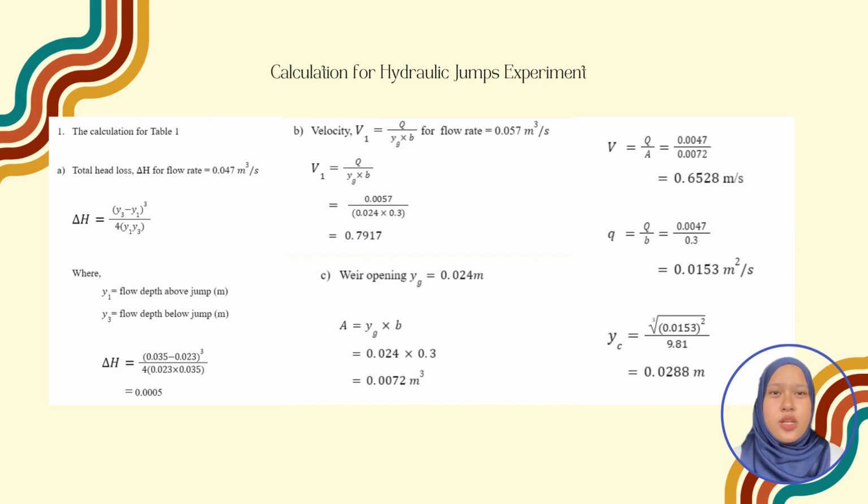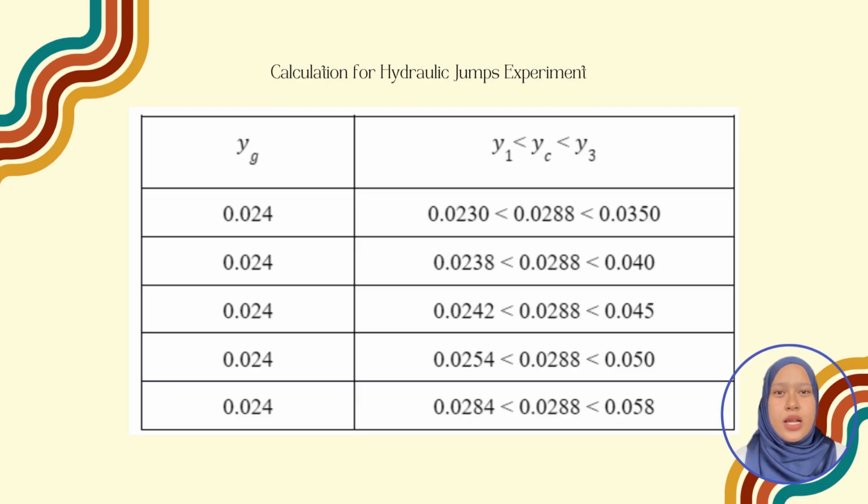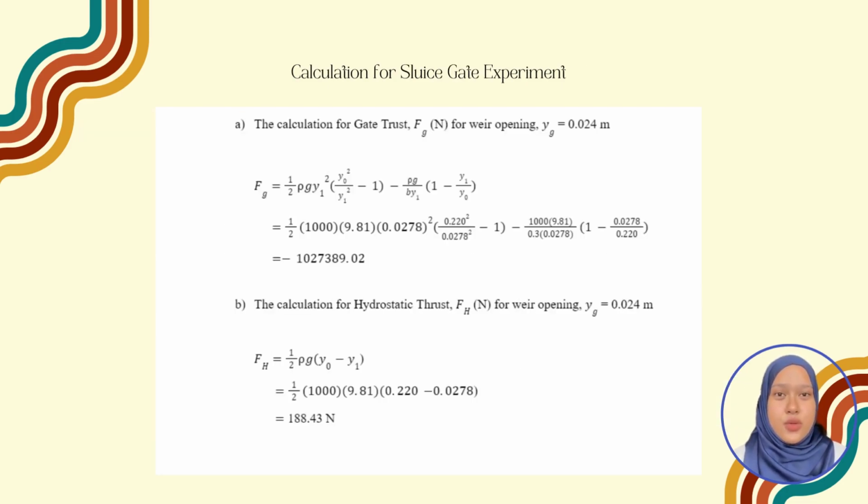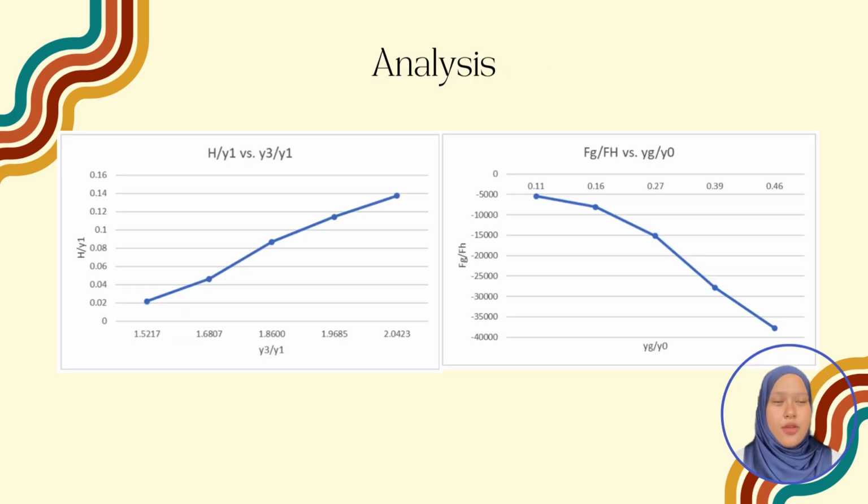For the third equation, we want to find YC for comparison, and we use the cube root of Q squared divided by G. And with the calculation that we made, we got Y1 less than YC and less than Y3. This is the calculation for the sluice gate experiment. For gate thrust FG and for hydrostatic thrust FH, we use the formula above. And with that, we got this kind of graph for analysis.